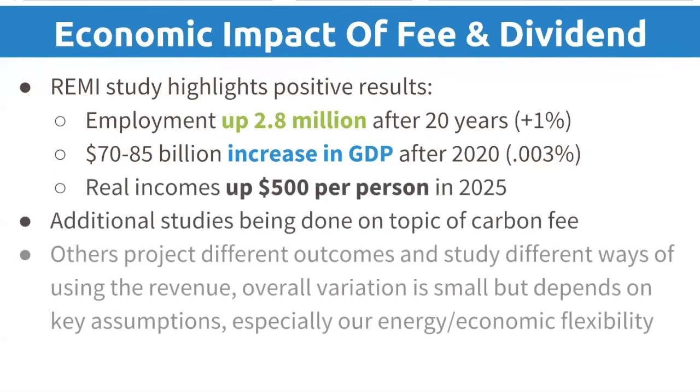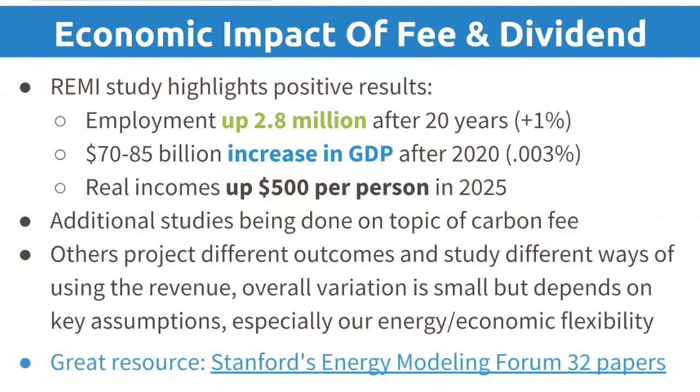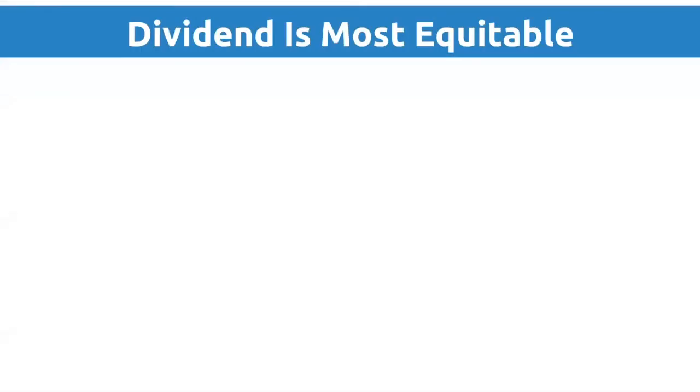The emerging consensus is that while tax swaps may benefit overall economic growth slightly more than revenues being given back to households, the overall difference in a carbon fee's economic impact is quite small. However, the tax swap policy will be much less equitable, and CCL prioritizes equity concerns for low and middle income households. Now, the dividend is the most equitable use of revenues.